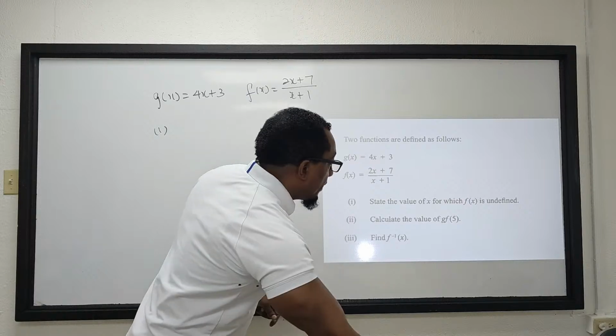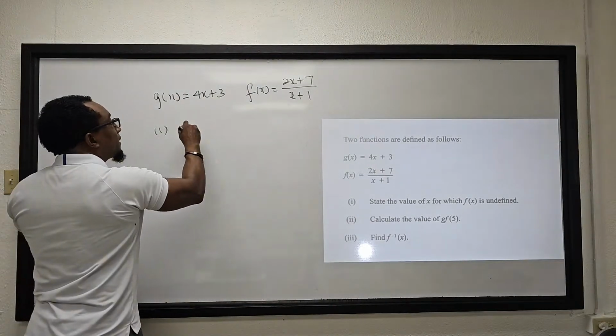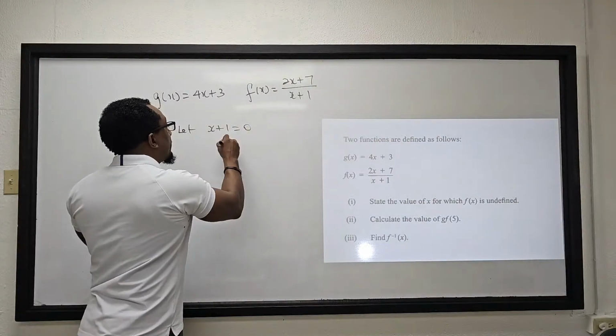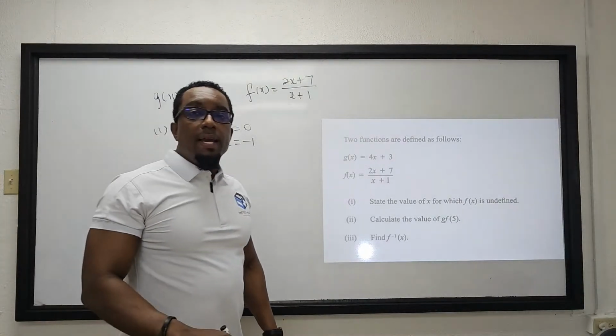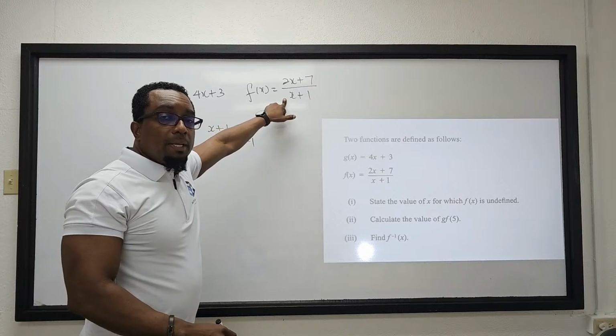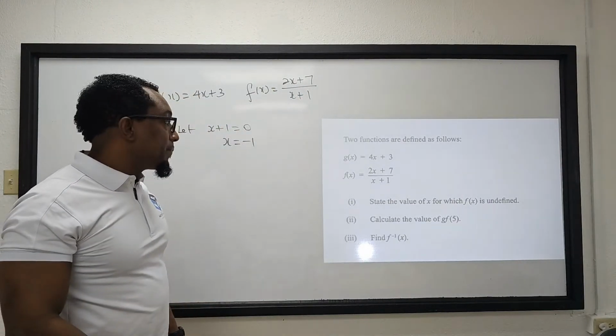And that's straightforward. The value of x that will make it 0. If you're not sure, you can just simply take the denominator, x plus 1, and let it be equal to 0, and therefore x is equal to, I subtract 1 from both sides, x is negative 1. So when x is negative 1, this denominator becomes 0, and therefore the function is said to be undefined.